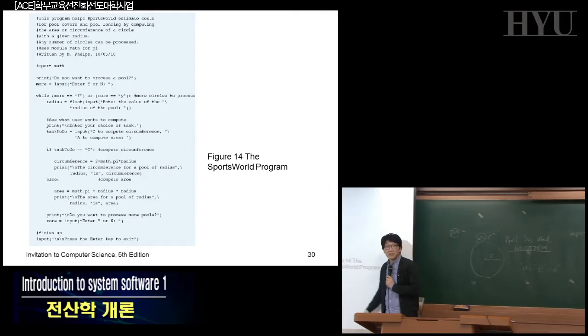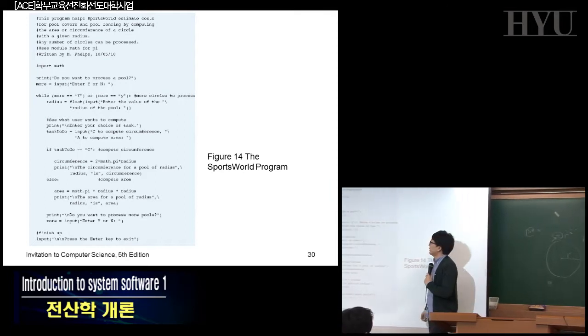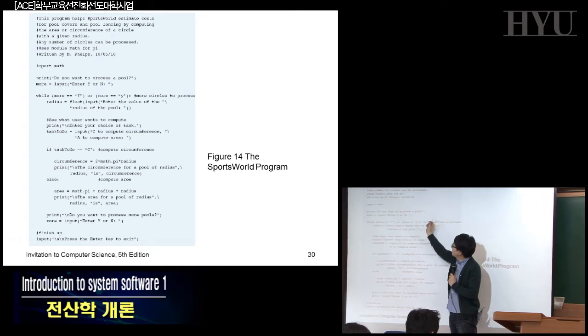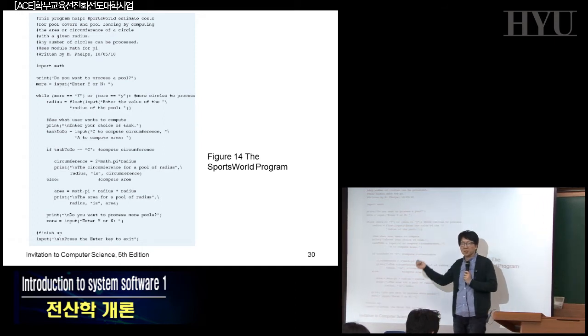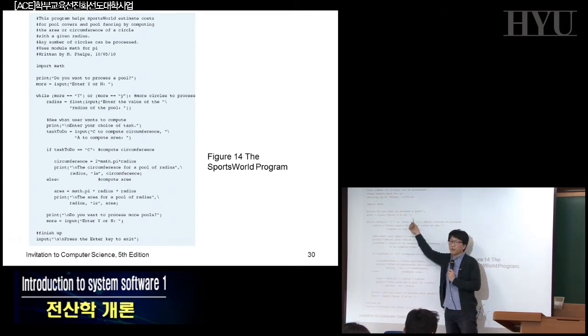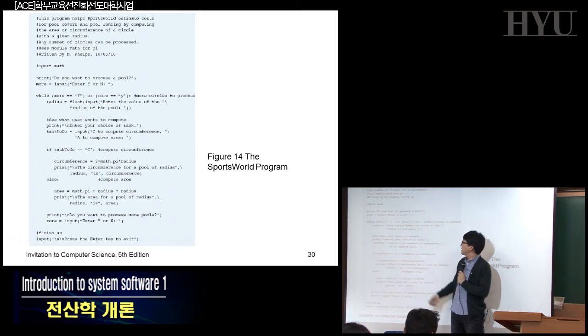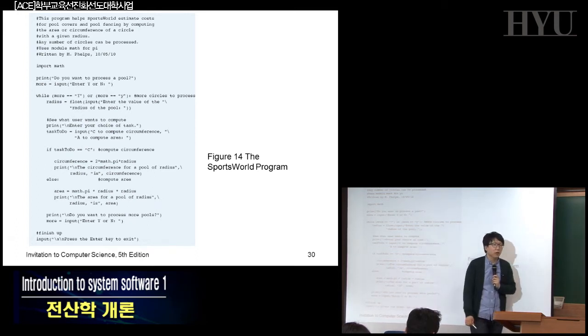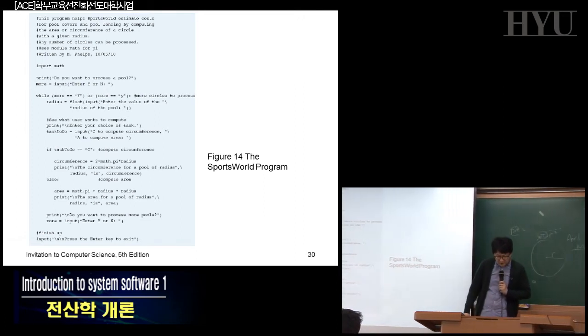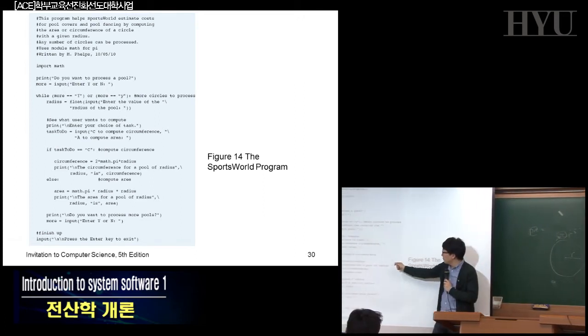And then the rest of it is pretty much the same as the previous examples. So print, do you want to proceed to a pool? So if you want to calculate the area of a circle, then enter yes or no. If they say yes, then get the radius, get the 반지름 from the users. And then somewhere in here, it says computing the area.